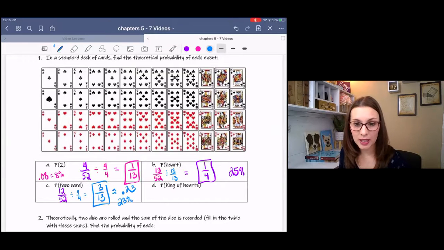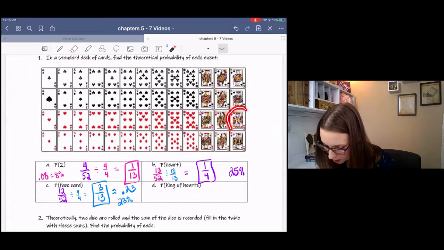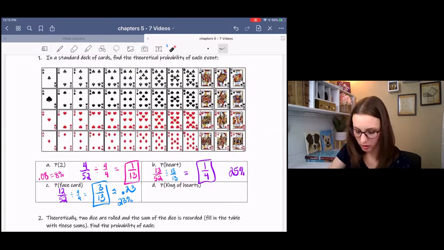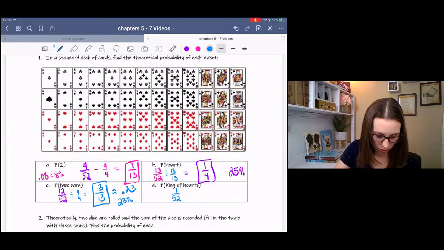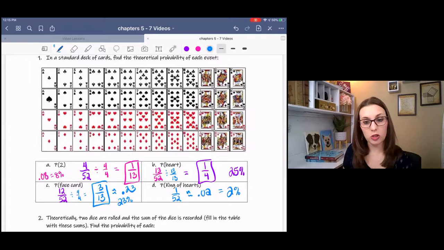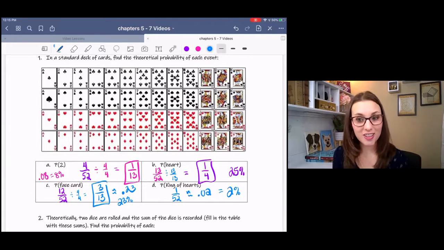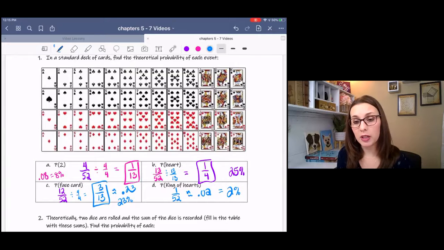And then the last one, King of Hearts. Let's see, there's only one King of Hearts. So it'd be a 1 out of 52 chance, which is about 0.02, and that's 2%. There's a 2% chance of you drawing a King of Hearts. So that's theoretical probability. We are just in theory saying this is what we think would happen. And then if you're doing an experiment, you would actually draw the cards yourself.